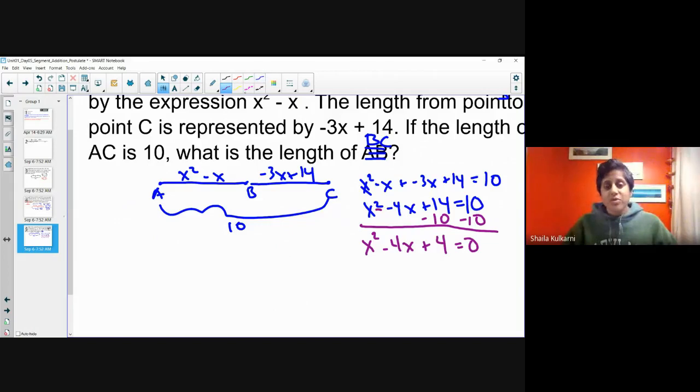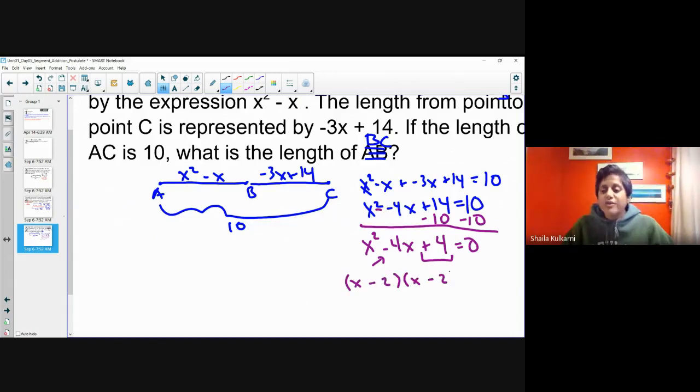And do you remember those lovely little things you used to factor? One of the things you were probably asked by your teacher: give me two numbers that when I multiply them, I get positive 4, but when I add them, I get negative 4. So when I multiply, I get positive 4. When I add them, I get negative 4. And what you probably got was negative 2 and negative 2.